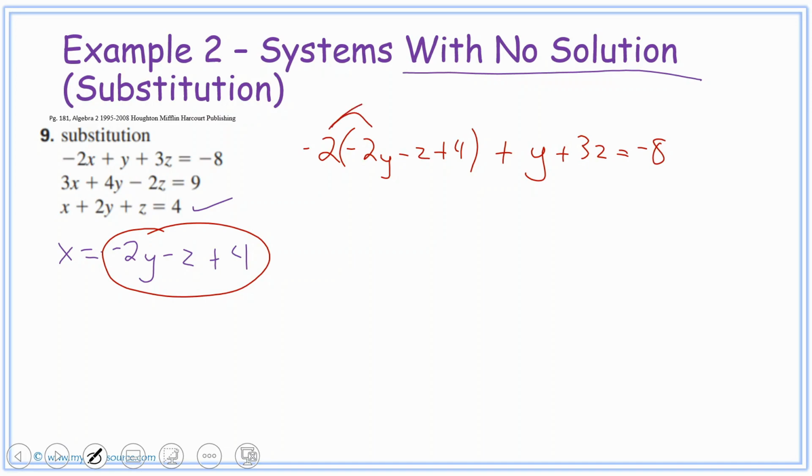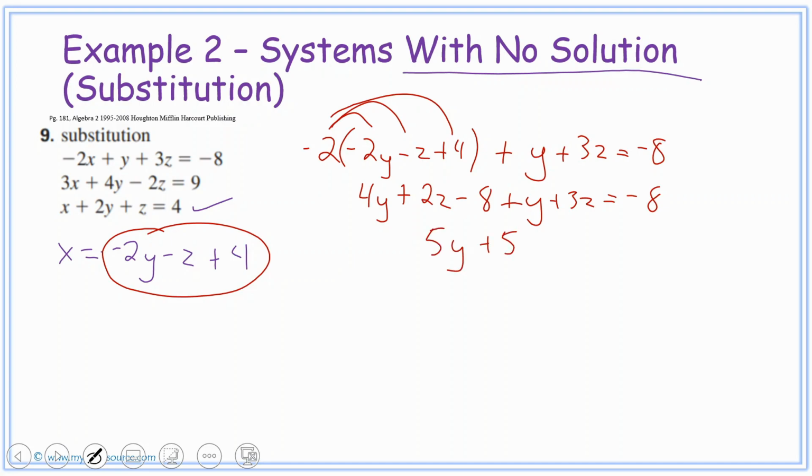Right, we're going to distribute our term in there, so that's going to be 4y. -2 times -z would be plus 2z. -2 times that 4 is going to give us -8. Plus y plus 3z equals -8. All right, then we can collect like terms. Starting with the y's, we're going to have 5y. If we go to the z's, we're going to have plus 5z. And then we're going to have -8 equals -8.